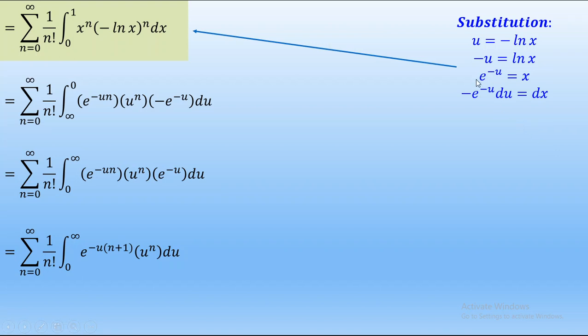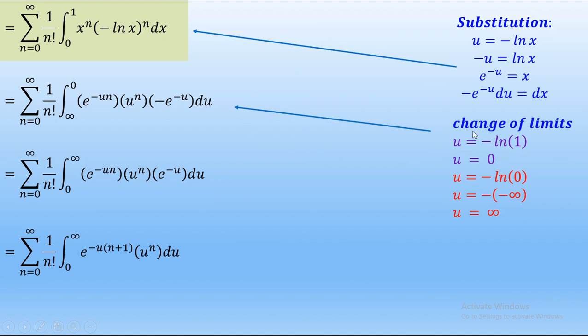So it can be written as e raised to the power minus u is equal to x, and if you differentiate this, x becomes dx, and the differentiation of e raised to the power minus u is minus e raised to the power minus u, and the differentiation of u is du. So we write minus e raised to the power minus u du is equal to dx. These values can be put in this integral, and we obtain the following integral. Instead of x raised to the power n, we write e raised to the power minus u n. In place of minus ln x, we write u raised to the power n, and in place of dx we write minus e raised to the power minus u du. All these come from these substitutions.